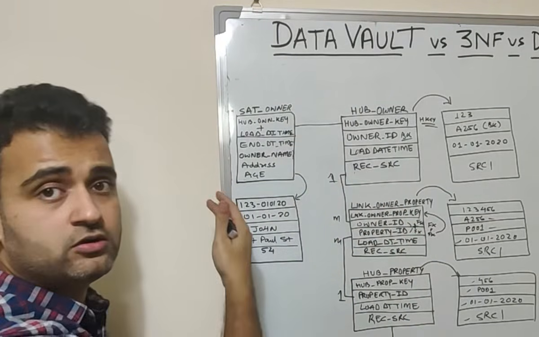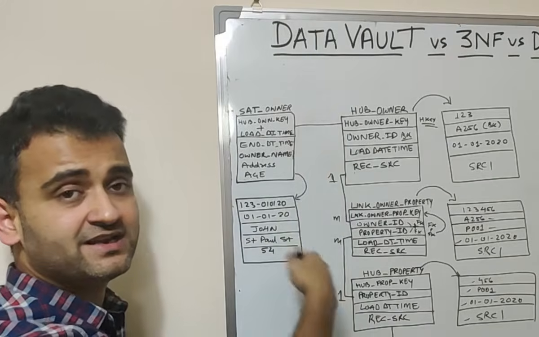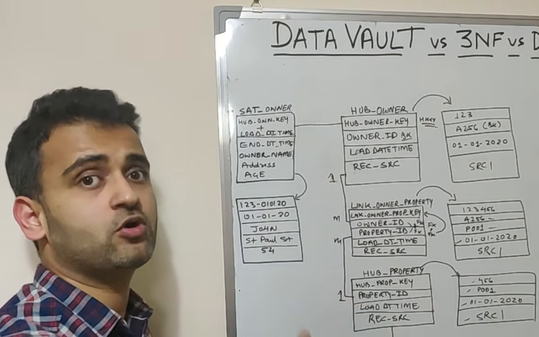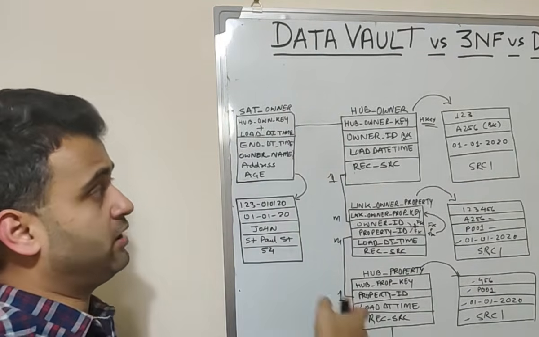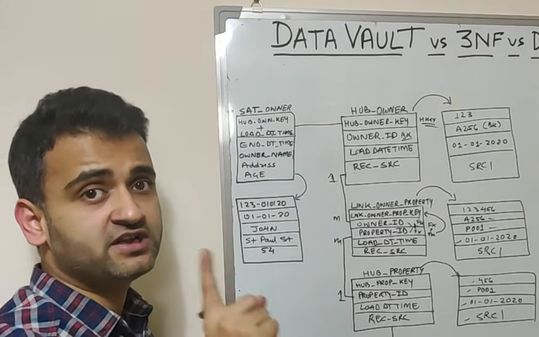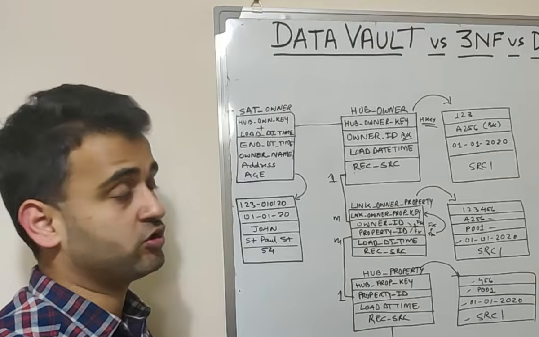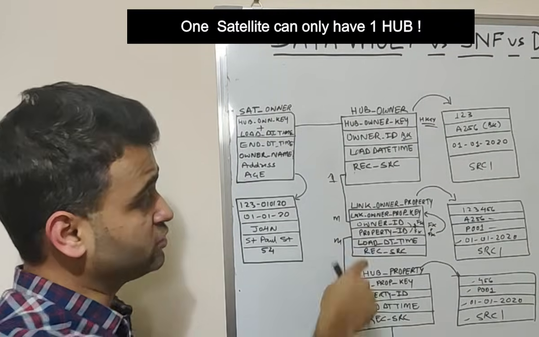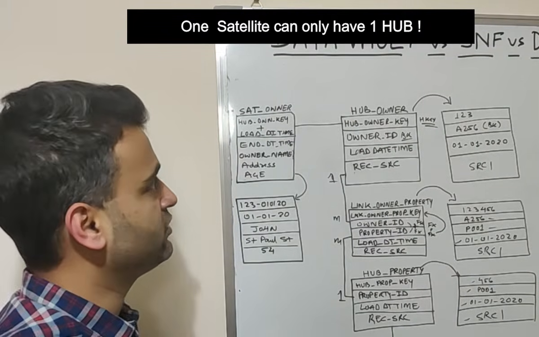Similarly, coming towards the satellite part. A satellite has descriptions or attributes, you can say, for any hub. One satellite can only be associated with one hub. That is a very important point. A link can also have its own satellite, but that we will not discuss for now.